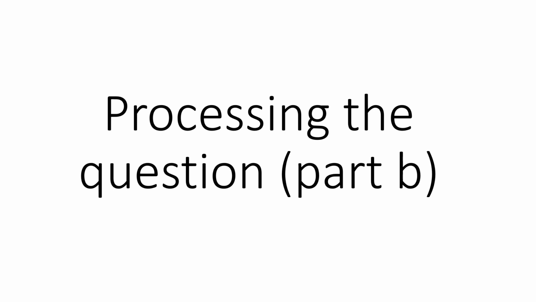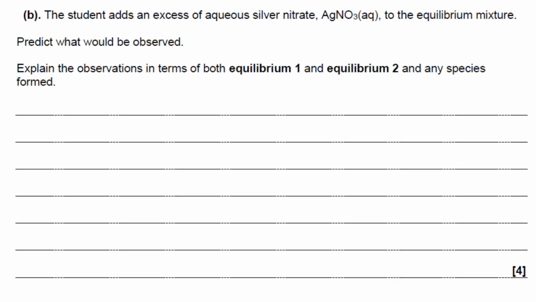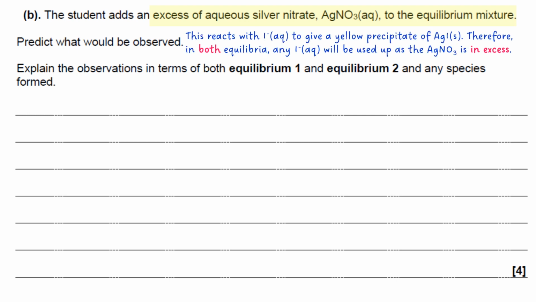So let's now have a look at part B. So the student adds an excess of aqueous silver nitrate to the equilibrium mixture, and they ask you to predict what would be observed and explain that in terms of both equilibrium 1 and equilibrium 2 and any species that are formed. So this is talking about the chemistry of what's going on rather than actually calculating anything.